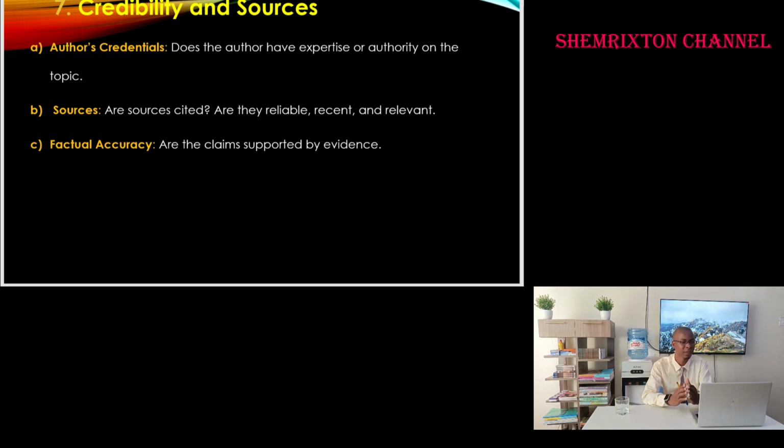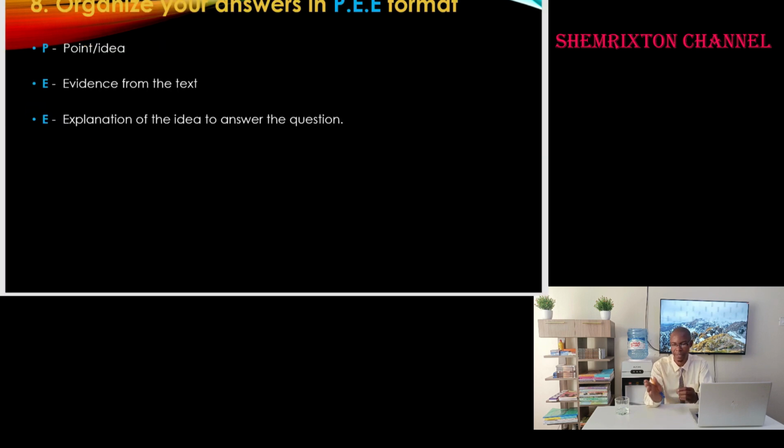And that slide is organize your answers in PEE format. So we talk of PEE format, then that is point, evidence, explanation. So the first thing you do is write the point. Point is the idea. What point have you come up with from the text? Which point have you identified? You can write it down, then give evidence for that point. And the evidence must come from the text.